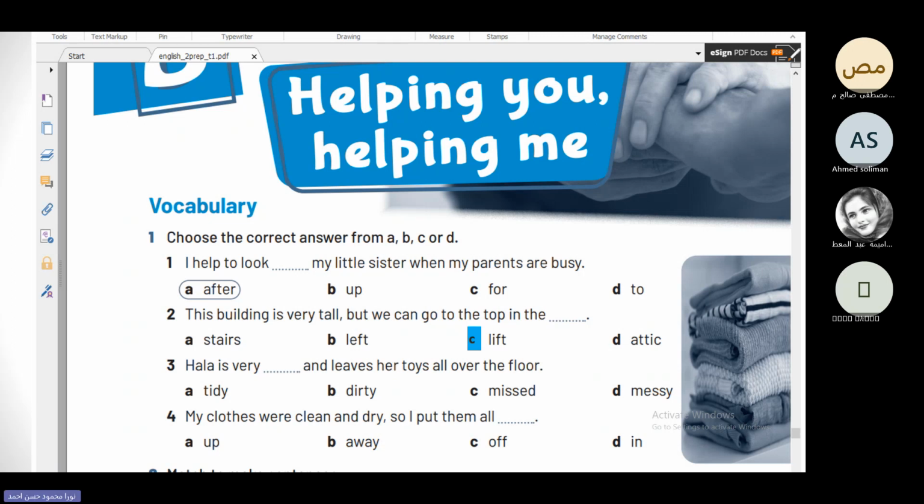Okay, so what about more practice here after the phrasal verbs? Number 1, I help to look after my little brother. What about number 2? This building is very tall, but we can go to the top in the lift. Well done. Number 3, Hala is very messy and leaves her toys all over the floor. So what do you think when she leaves all her toys over the floor? Yes, she's messy. Okay, that's great. What about the last one? My clothes were clean and dry, so I put them all away. Excellent.